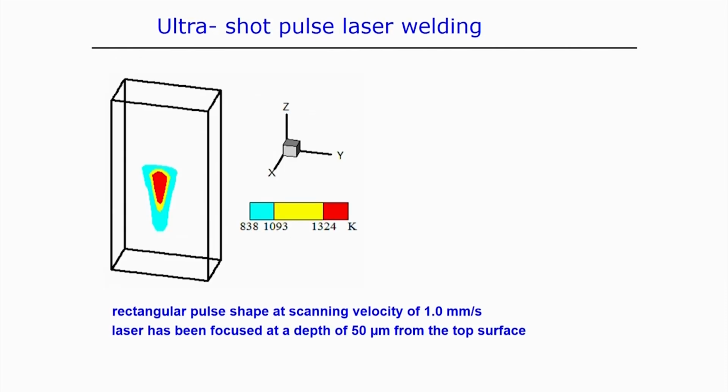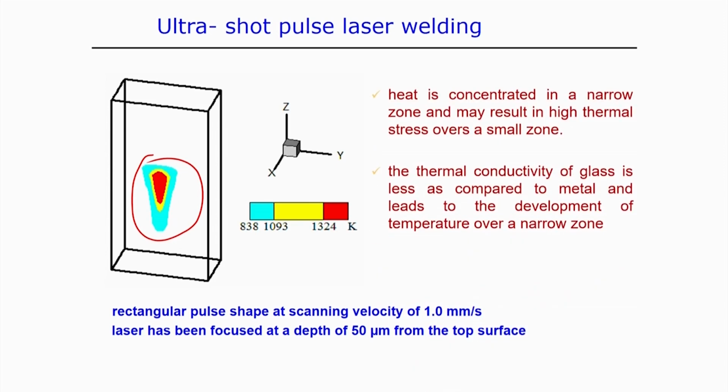Here is the typical simulation of the rectangular pulse shape at the scanning velocity of 1 millimeter per second, and because this is a laser transmission welding, the laser beam is focused 50 micrometer from the top surface, and then we can create this kind of weld profile. Of course, this analysis has been performed using the non-Fourier heat conduction model. So, heat is concentrated in a very narrow zone, that is obvious from the simulation results, and the thermal conductivity of glass is actually less as compared to the metal.